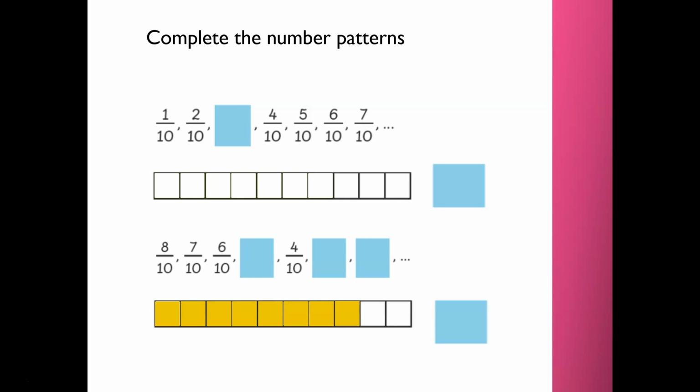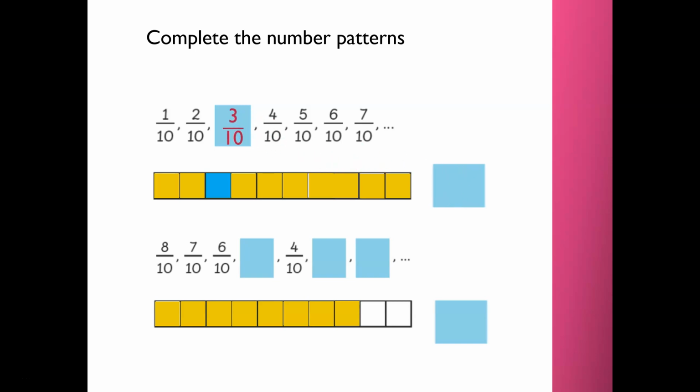Let's look at the first number pattern. We can see that it begins with 1/10 and that it increases to 2/10 and then a missing number. We can carry on examining the pattern and we notice that the pattern increases by 1/10 each time. The fraction that is missing is the third part of the sequence. The missing fraction is 3/10.